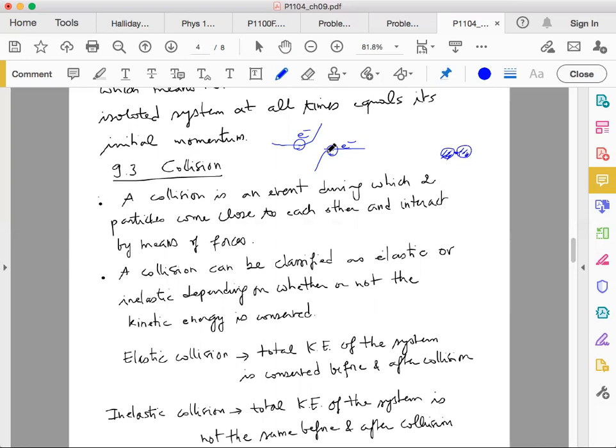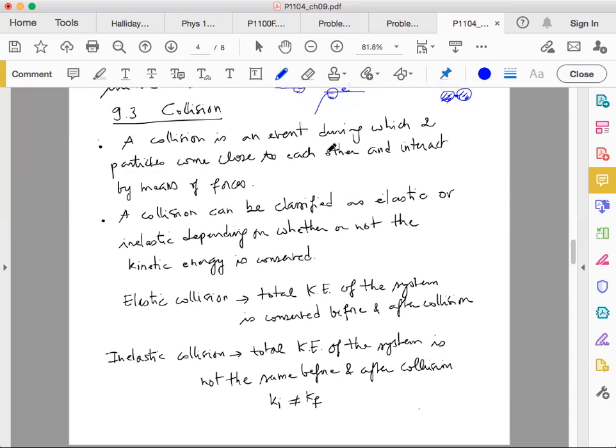So we can classify any collision into mainly two types, elastic and inelastic. All that depends on the conservation of kinetic energy in the collision. A collision is said to be elastic if the total kinetic energy of the system is conserved before and after the collision, while a collision is said to be inelastic if the total kinetic energy of the system is not conserved. In other terms, it's not the same before and after the collision.